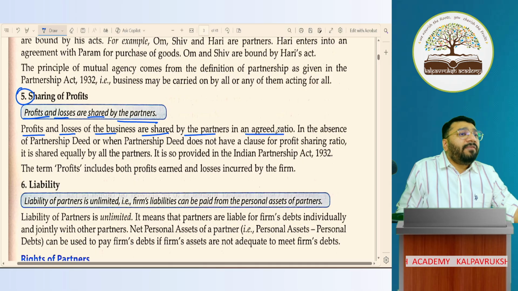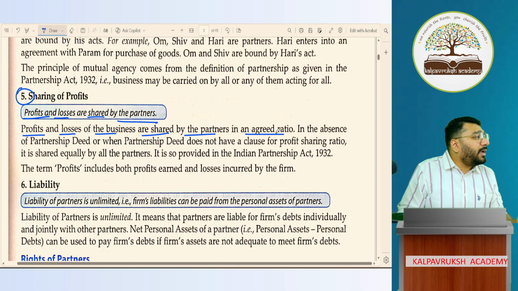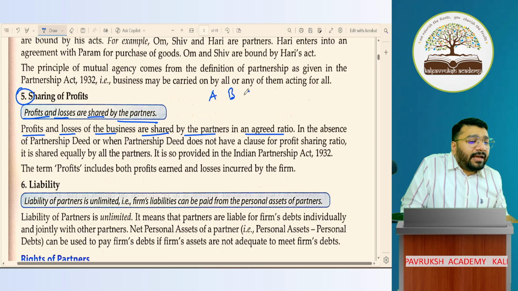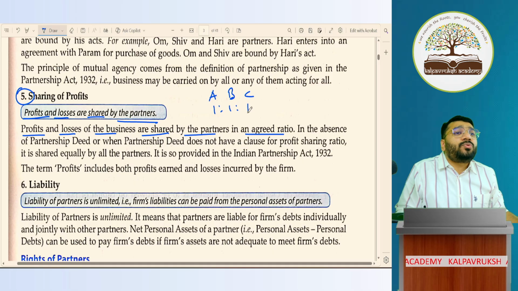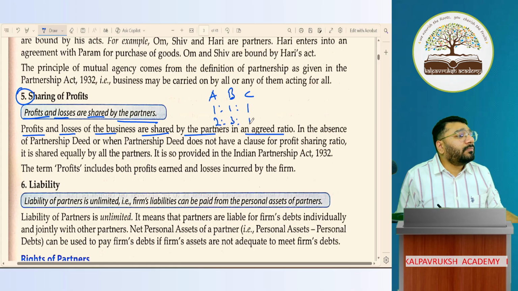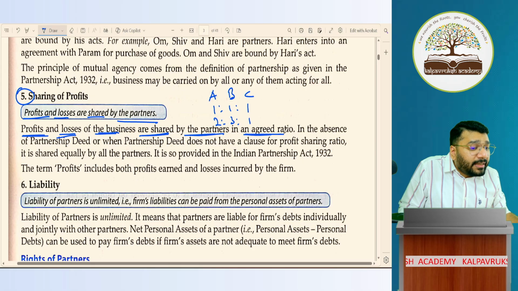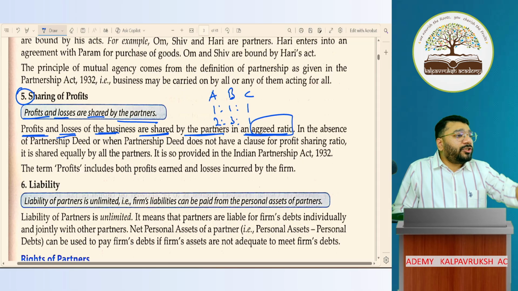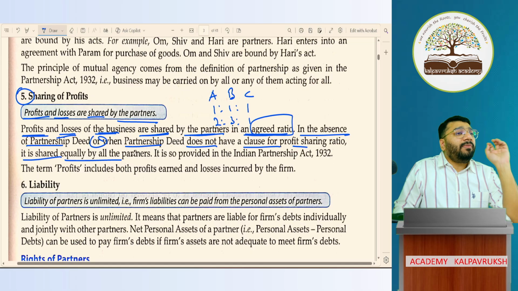Correct, no? When the partners come together to do business, what will they say? Let's agree on the partnership's profit sharing ratio. So let's say A, B, C are 3 partners. They'll agree in the partnership document that the profit sharing ratio should be equal, means 1:1, or it can be 2:3:1. Got it, not got it? So the profit and loss of the business are shared by the partners in an agreed ratio. This ratio should be agreed in the partnership deed. In the absence of a partnership deed, or when the partnership deed does not have a clause for profit sharing ratio, it will be shared equally by all the partners. Now listen to me very carefully.